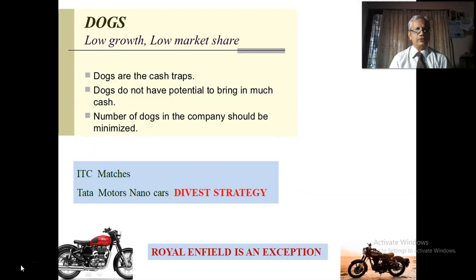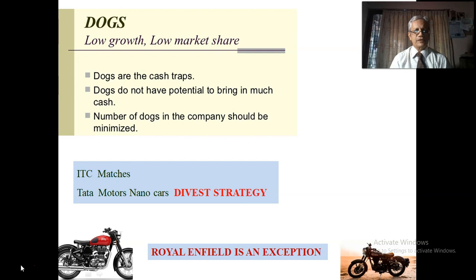And finally, your dog business, the low growth and low market share business. They take up a lot of cash from the organization. They do not have the potential to bring in more cash in the future, and the company should try to keep the number of dogs to a minimum. They should try to disinvest the business. ITC's match business is one such category. Same is the case with Tata Motors' Nano car. So you have to go for a divest strategy.